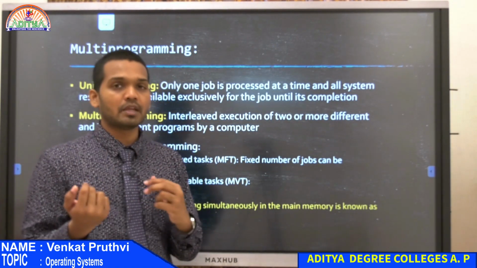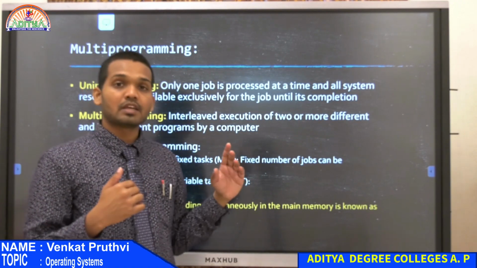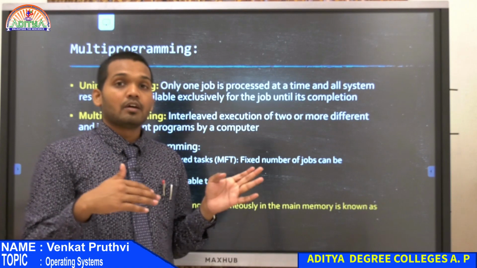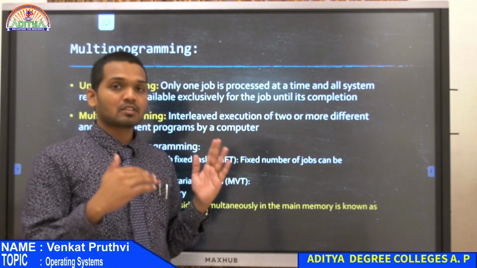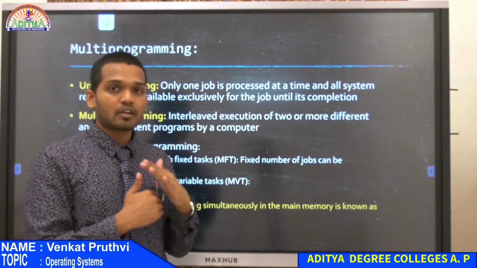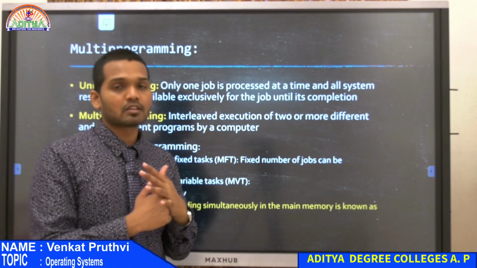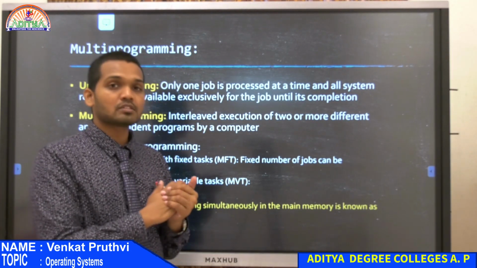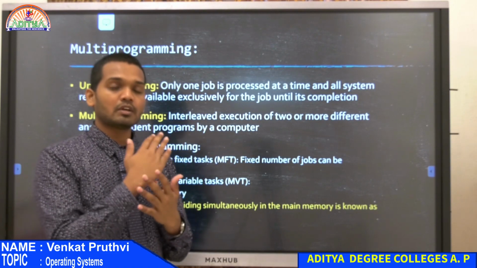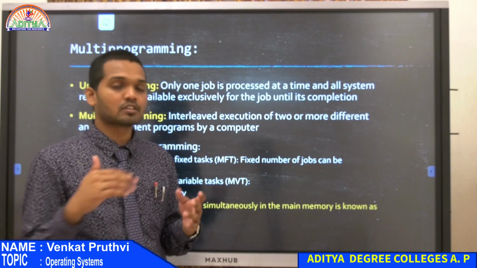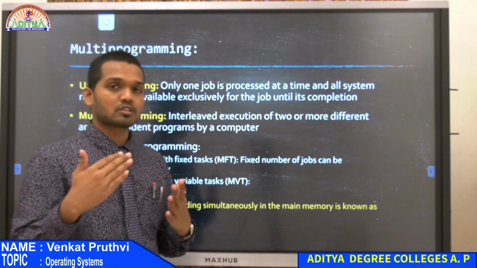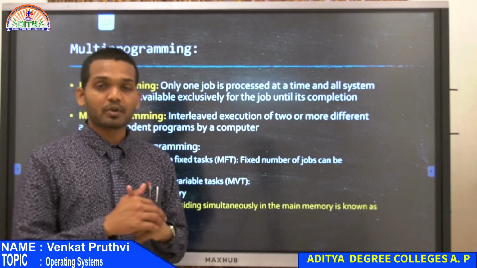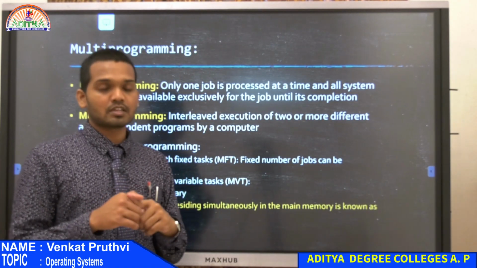Nano means 10 power minus 9. 10 power minus 9 means 0 point, and you have 8 zeros and a 9. The processors in the third generation used nano time. The time taken to process one task was in nanoseconds, that means 0.000000009. That was the time taken to complete one process in the third generation.